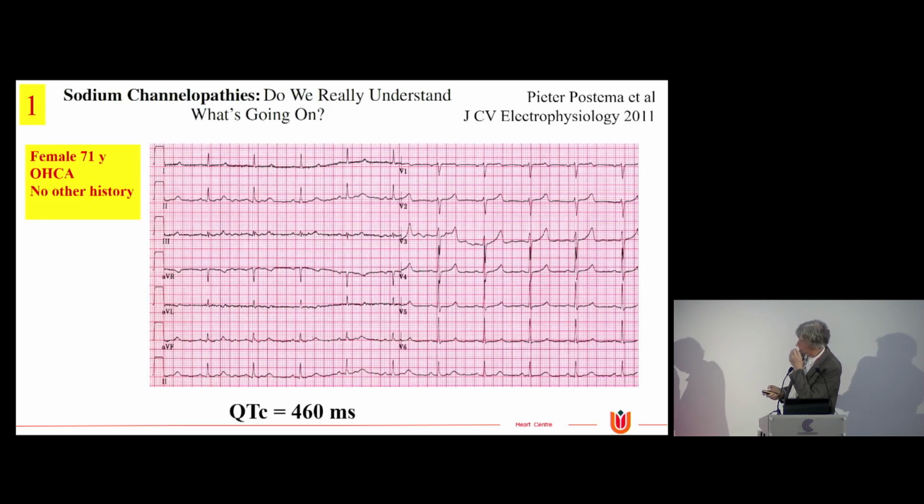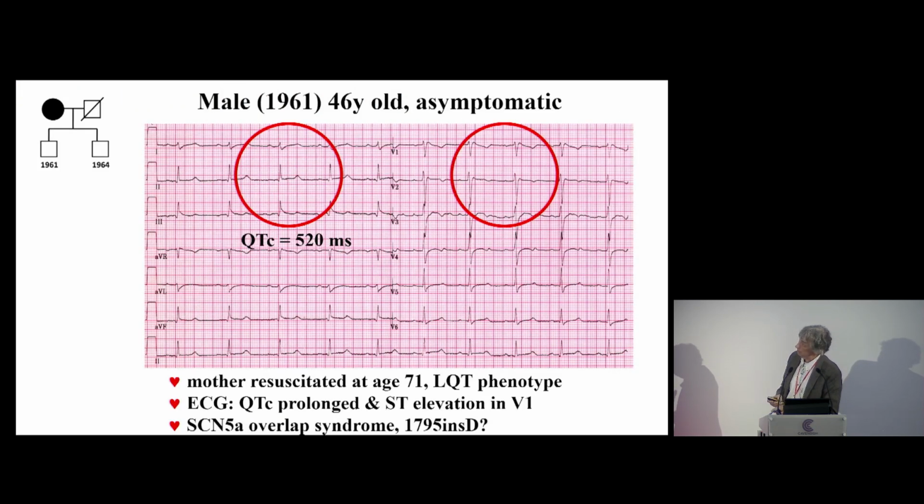And this is a clinical example. This female, 71 years old, had an out-of-hospital cardiac arrest and no other history. Her QTc is a little long here for 60, and during bradycardia it became even longer. This is the pedigree. Her husband died from another cause, and she had two sons, one born in 1961 and one born in 1964. And the son born in 1961 is here. And you see the QTc is markedly prolonged, 520.